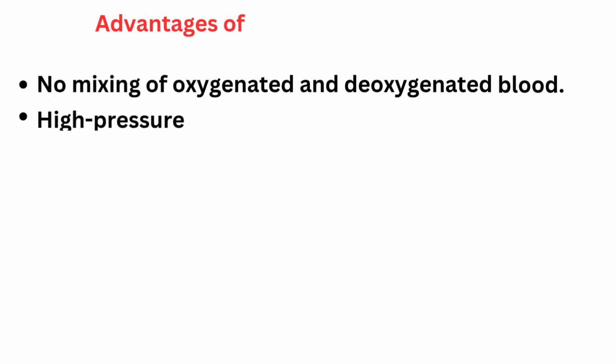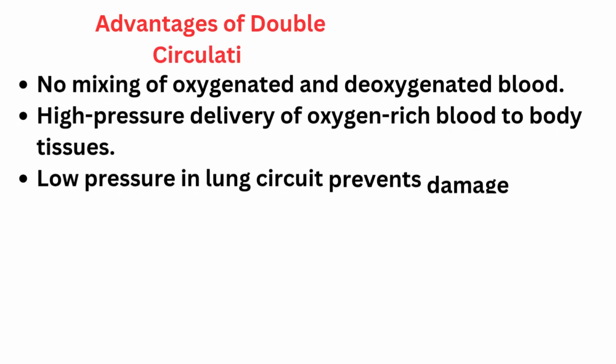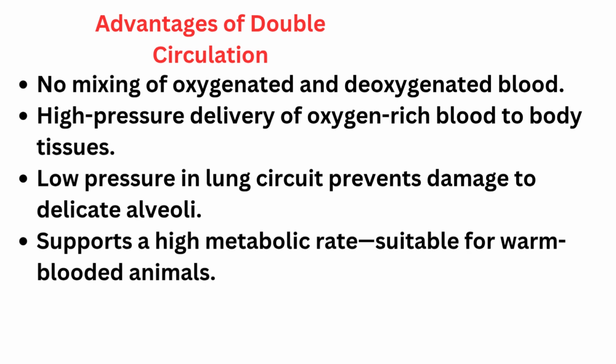Advantages of double circulation: no mixing of oxygenated and deoxygenated blood. High pressure delivery of oxygen-rich blood to body tissues. Low pressure in the lung circuit prevents damage to delicate alveoli. Supports a high metabolic rate, suitable for warm-blooded animals.